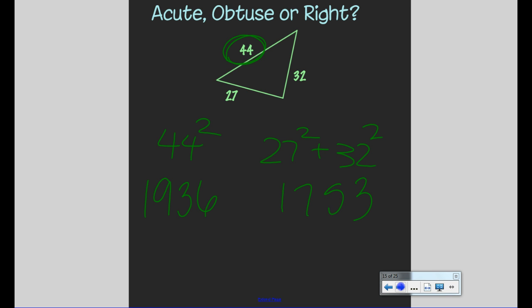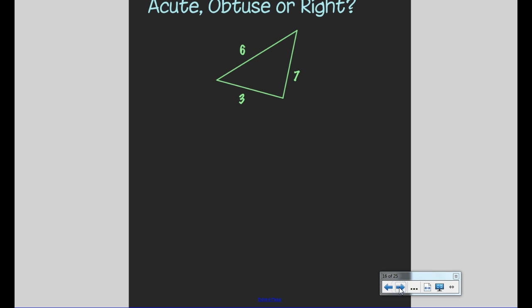1753. Which number is bigger? 19 or 17? 19. I'm going to eat the bigger number. Chomp, chomp, chomp. Is that a greater than sign or a less than sign? Greater than. Obtuse. Okay. Do this one by yourself and hold up the answer on your whiteboard.